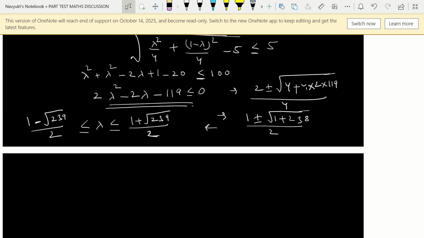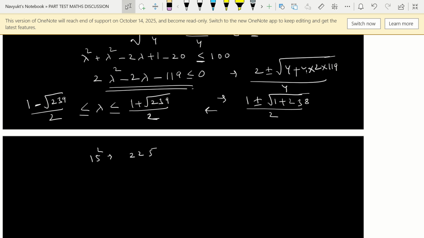Now think of root 239, which value it would be close to. We know 15 square is 225. So this is slightly greater than that. Let's assume any value, because it will not affect our answer even if we don't get the exact value. Let's take it 15.4. So 15.4 minus 1 is 14.4, divided by 2 gets us to minus 7.2. Here lambda is between this and the value with plus 1. So this plus 1 will be 16.4, by 2 will be how much? 8 point something.